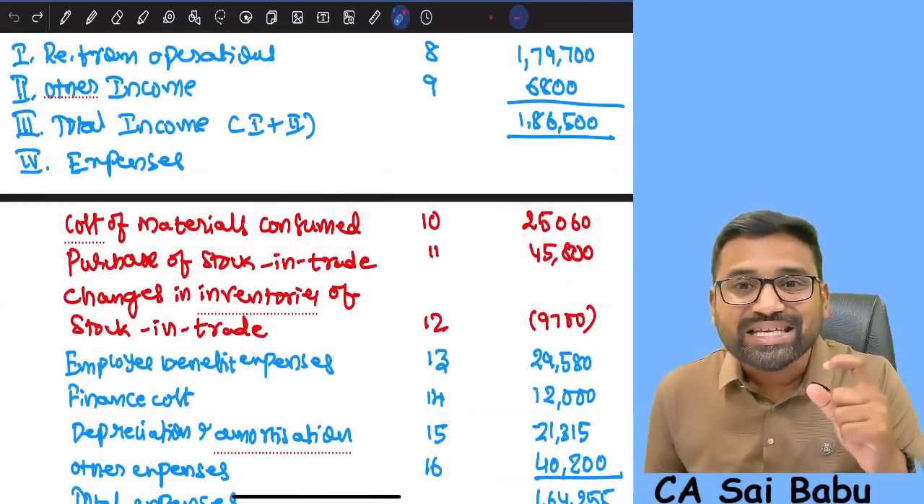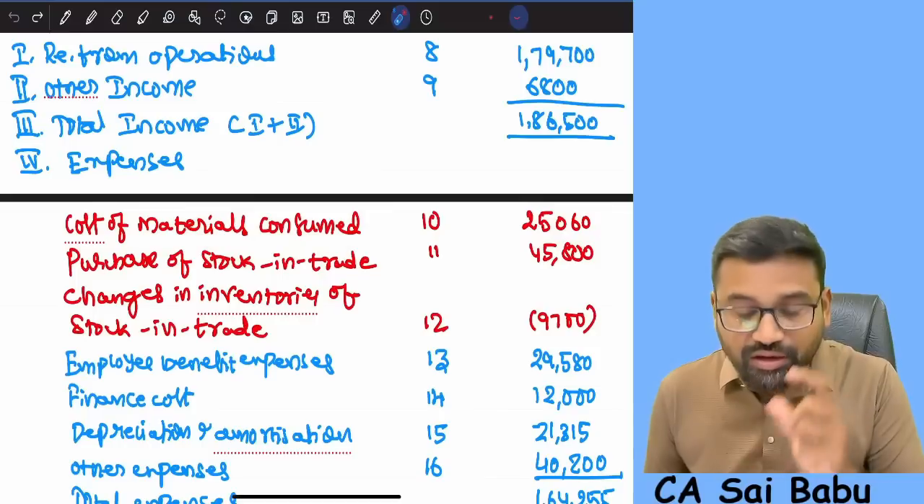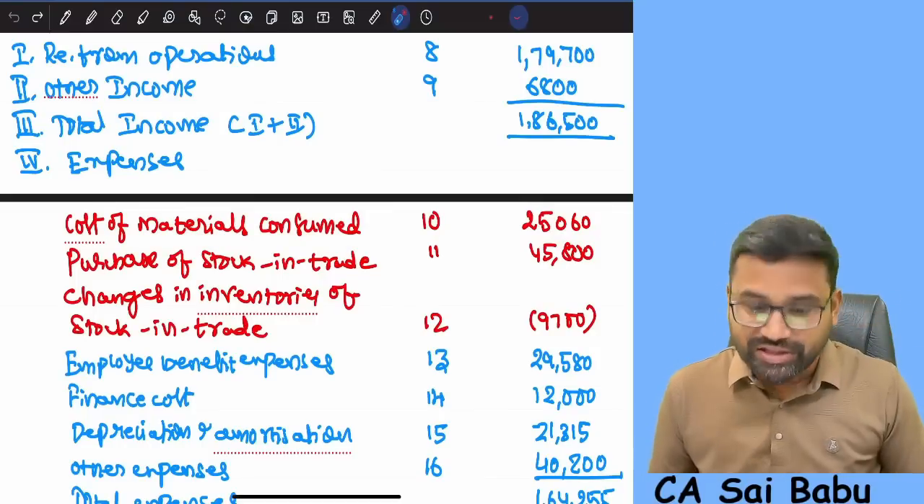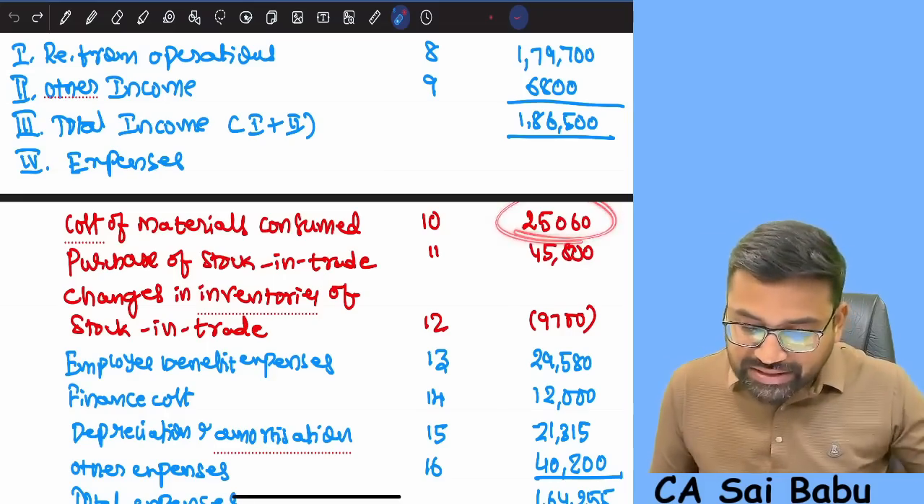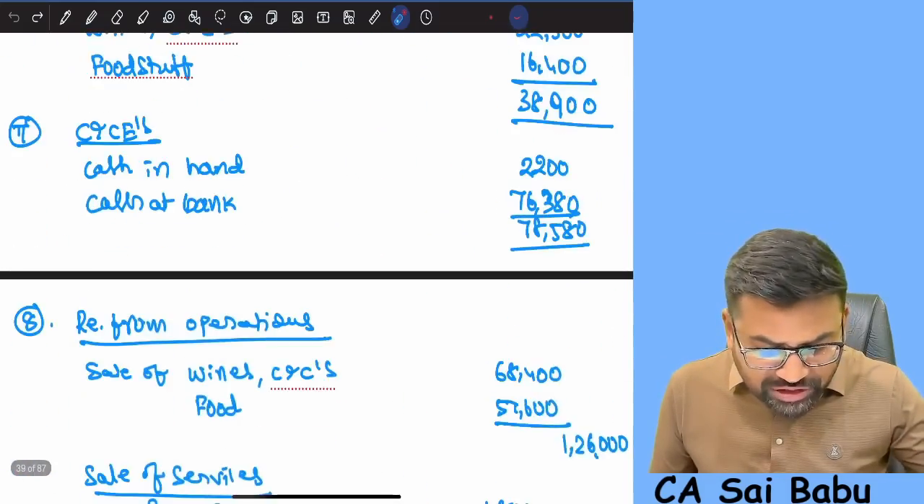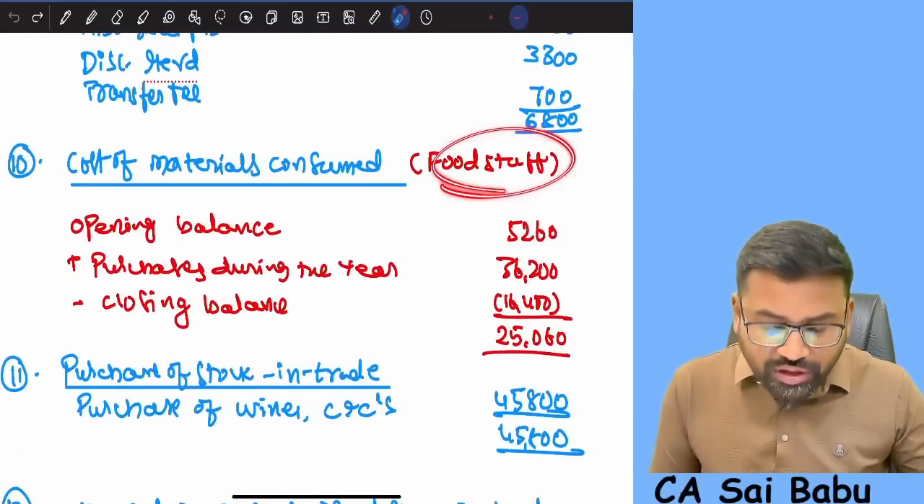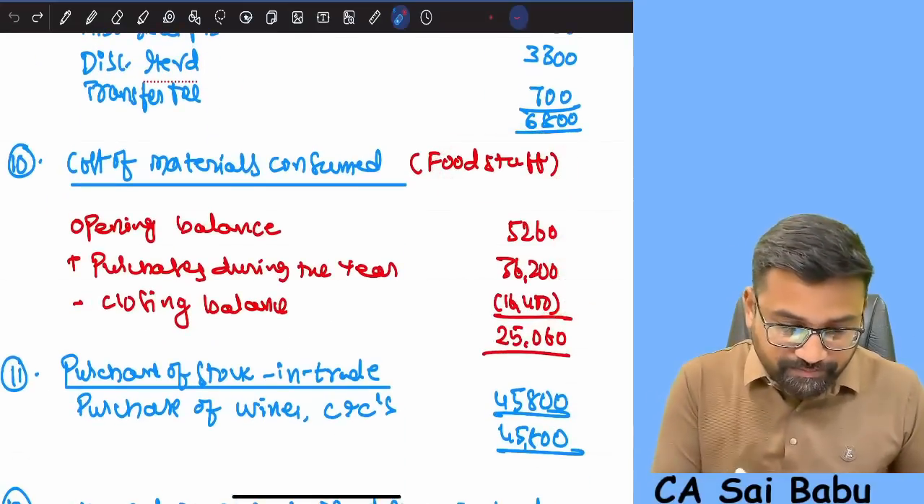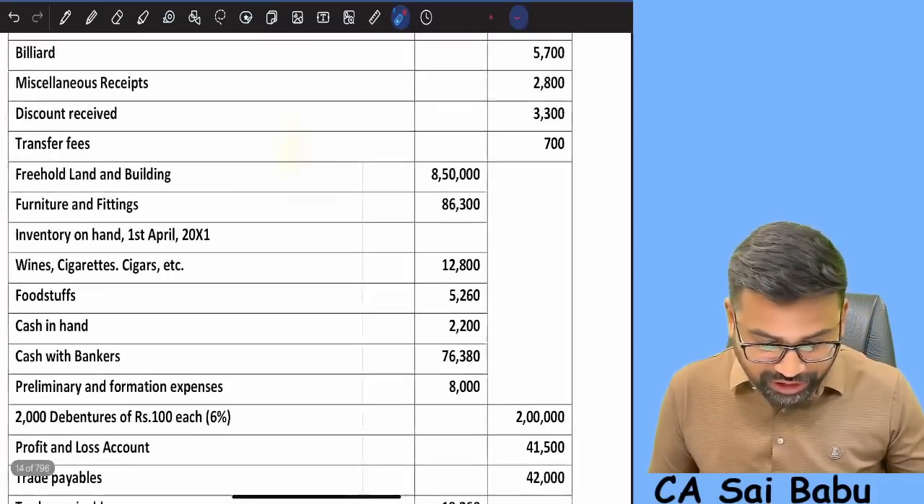Understand the presentation aspect of what? Raw material here in this case, stock, how they are going to be presented in the financial statement. Cost of materials consumed. Cost of materials consumed is nothing but what? Foodstuff. How to find out consumption? Opening plus purchases minus closing. Okay. So this is one important adjustment.